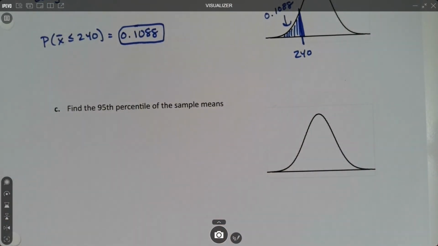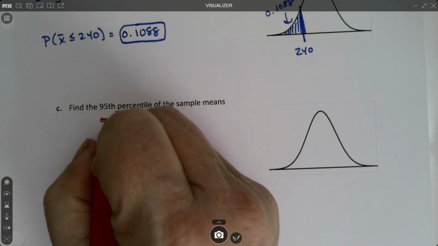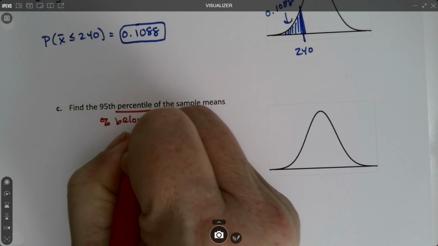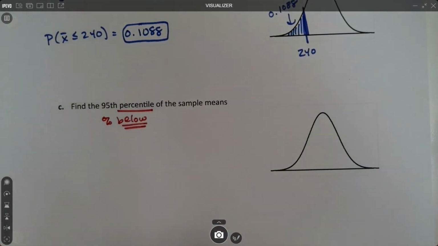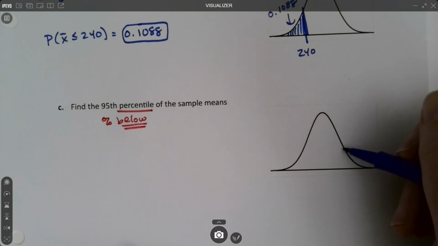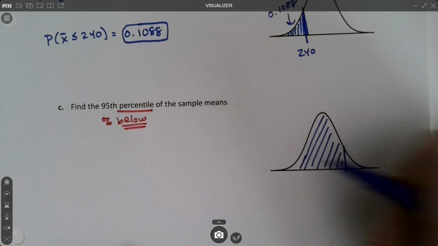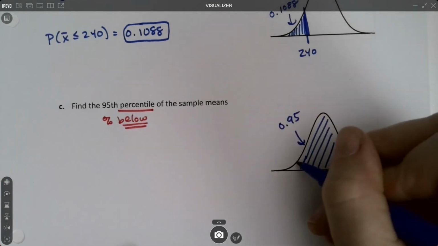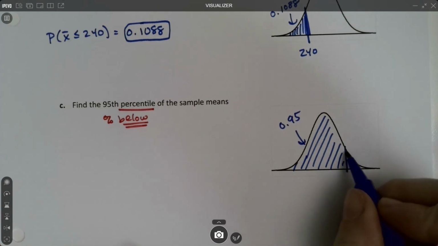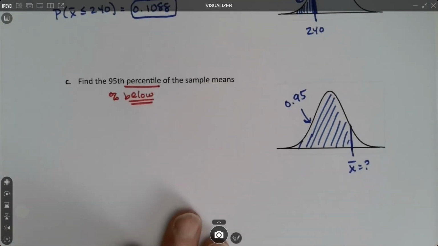For the 95th percentile, we have to recall that a percentile is the percentage below. That's the way percentiles work. So if you're in the 95th percentile, that means 95% of whatever this is below you. So that area is 0.95. Most of the curve is shaded, and you're looking for this value, right? What is that x bar? That's what you want to know.